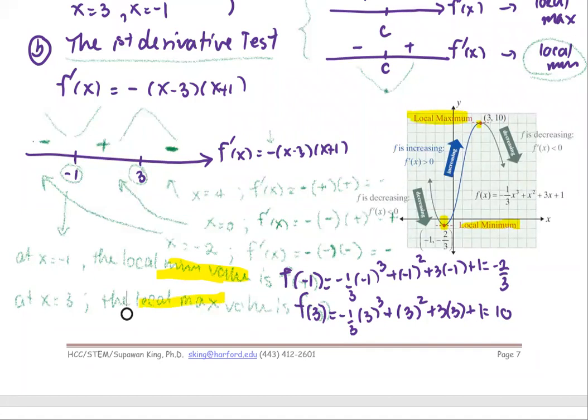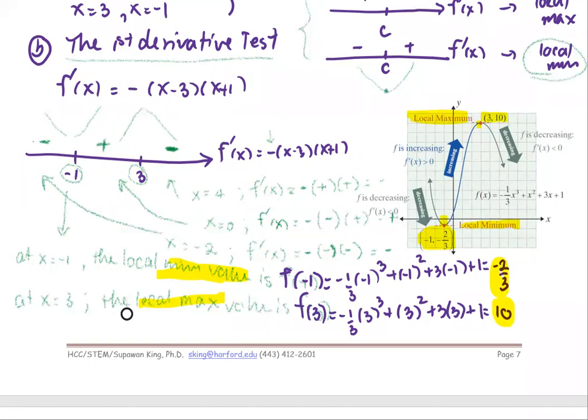And the ordered pair, which is the ordered pair x comma y, is when x is 3, y is 10. When x is -1, y is -2/3. If you talk about the value, it's going to be just the y value. If you talk about the point, it's going to be the ordered pair, because the point is represented by the ordered pair.